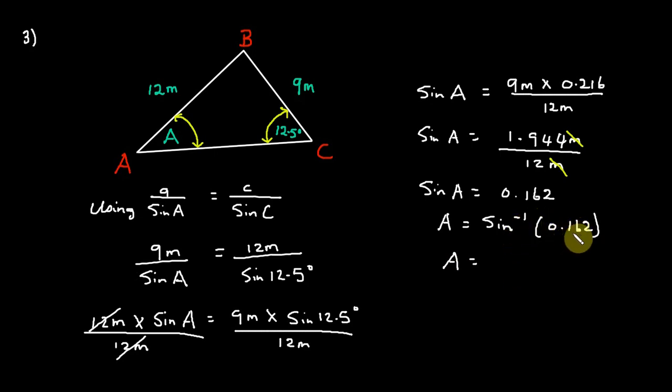On some calculators, you see shift or second function of sine, and you end up with sine inverse. And sine inverse of 0.162 is 9.3 degrees. So angle A is equal to 9.3 degrees.